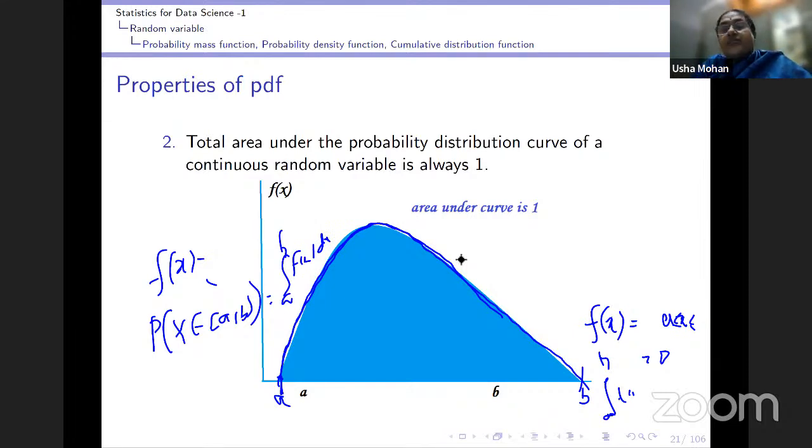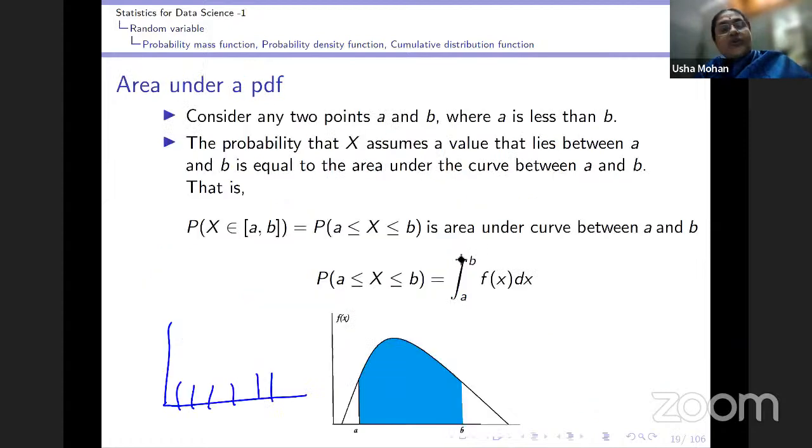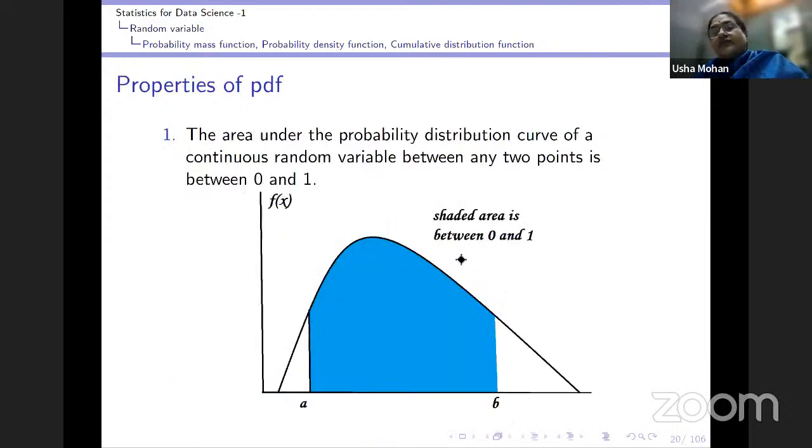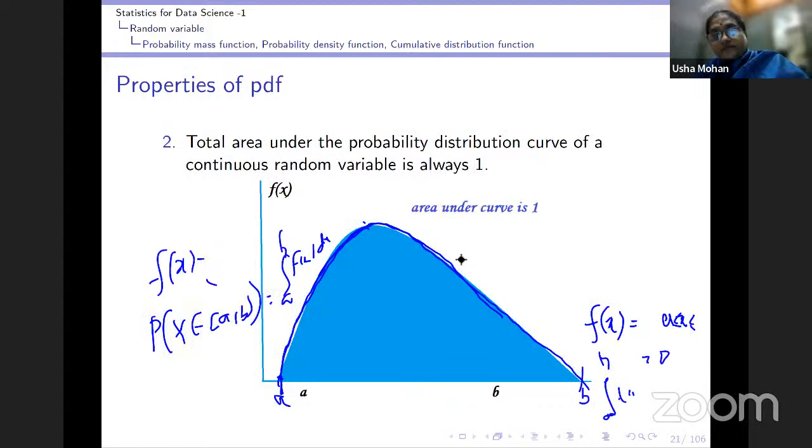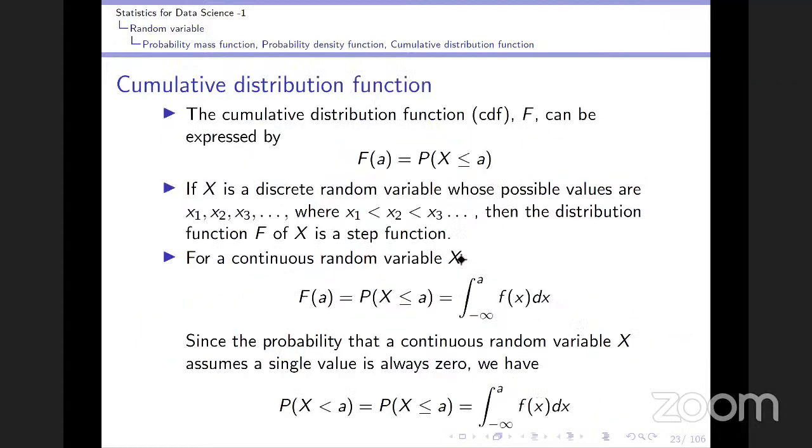For a continuous random variable, I do not define the probability that x takes a particular value. It is this function for which I have the area under the curve. I do not define a probability of x equal to a value. I define that the probability x assumes a value between a and b in a continuous distribution. You can see that the probability of x equal to a particular value in a continuous distribution is not defined. You just define the probability that x belongs to an interval. Is that clear? Yes, ma'am.